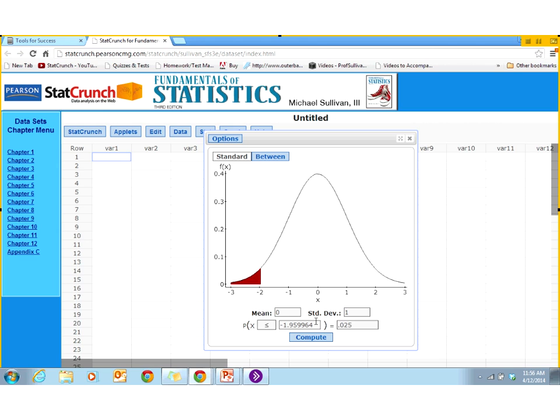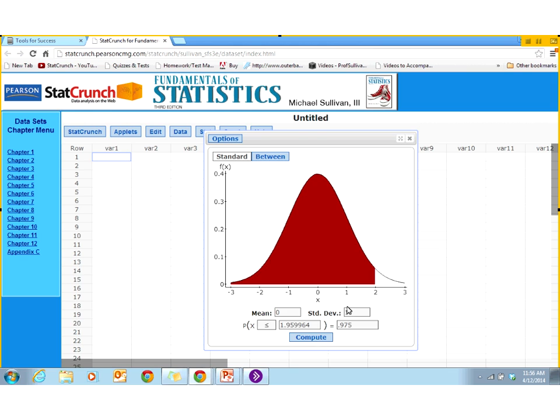And if I put in on the other side, and you can see that little area, remember on the other side I'd have to do it differently. I'd have to do 0.95 plus 0.025. I'd have to put in 0.975. So if I put in 0.975 here and I hit compute, it should give me positive 1.96. And then the area over here is 0.025.